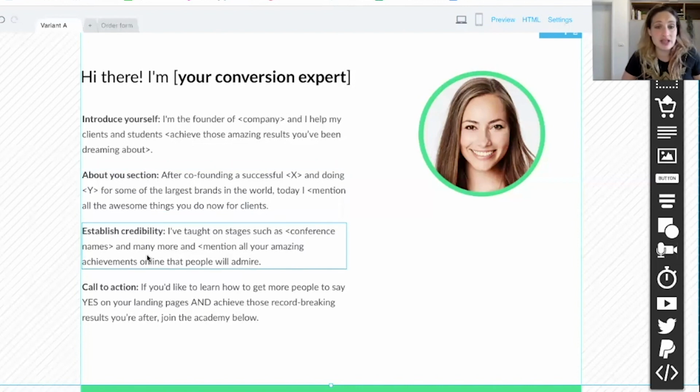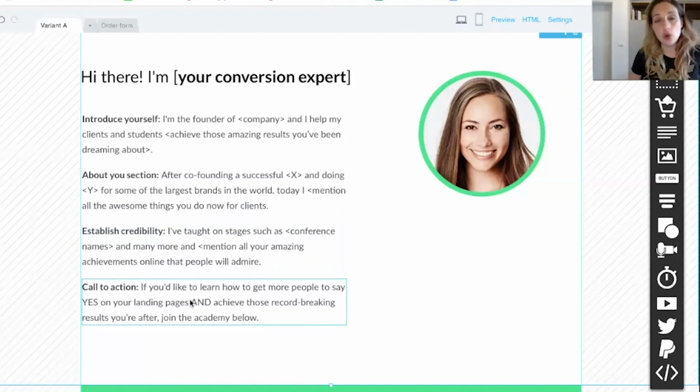Establish your credibility by saying what you've done. Have you written for different publishers? Have you worked with some specific well-known companies? Have you worked for, as in an employee in some of these companies? Whatever you can mention as something that's known that people will recognize would be amazing. So I've taught on stages such as Google or CTA Conf or MozCon or many other huge conferences and many more. And basically I'm saying these are the things that people know of, that admire, and this is how I'm establishing my credibility. And lastly, you want to call them to take an action.